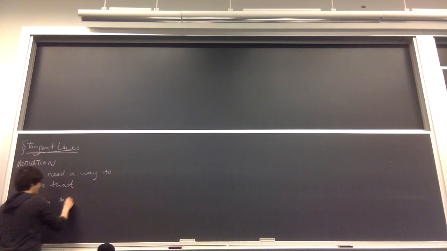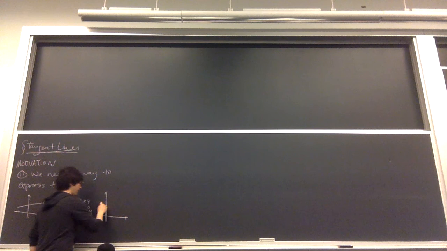So firstly, and this is not a comprehensive list of applications, we need a way to express that this line increases more slowly than, say, this curve. Okay, how do we know when one line grows faster than another line?